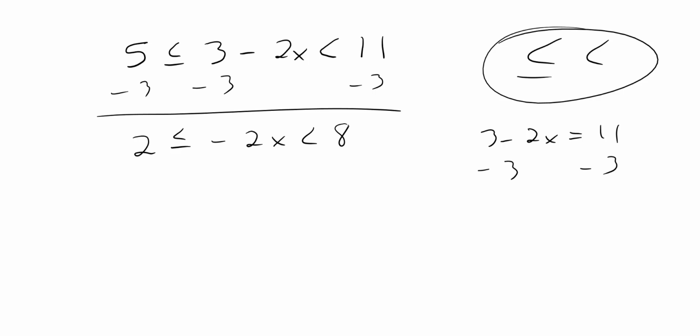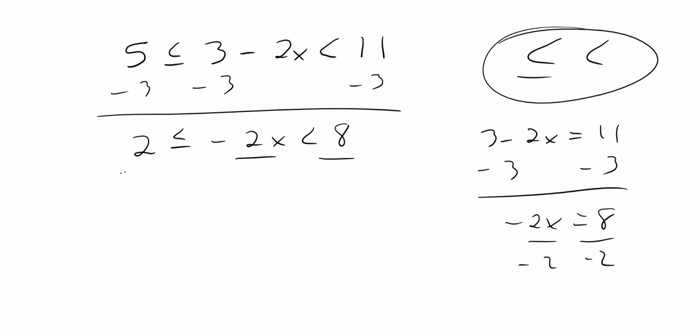Okay, and then what are you going to do? You're going to divide by negative 2. So like if I finish this one, it would be negative 2x is equal to 8, right? And then I divide by negative 2. Everybody okay with that? So I'm going to divide everything by negative 2. And what happens when you divide by a negative? You switch around the inequality sign. So it's going to be negative 1 greater than or equal to x greater than negative 4.